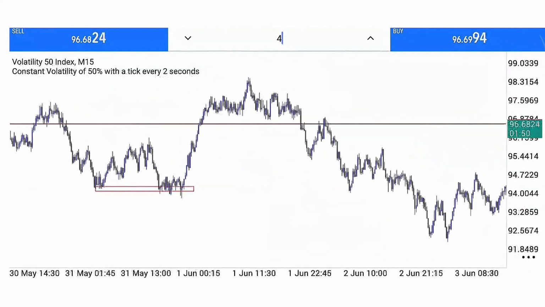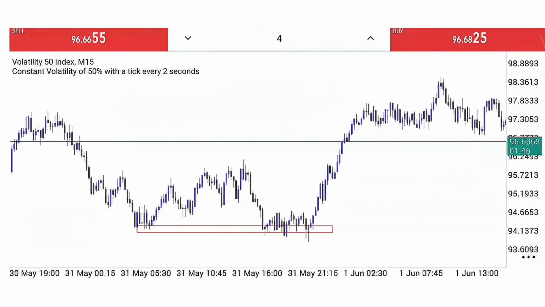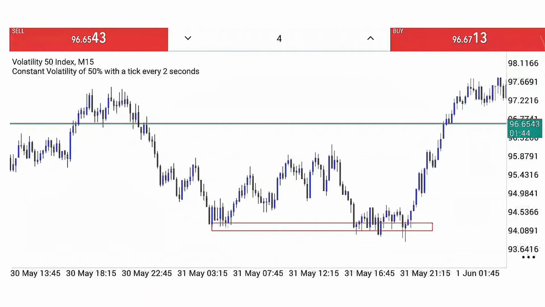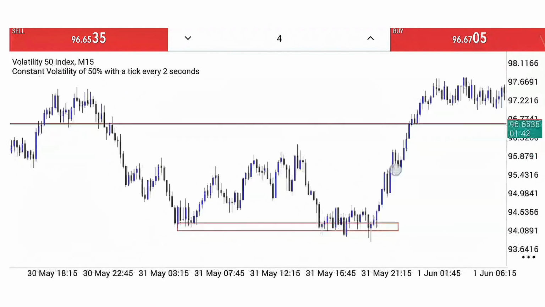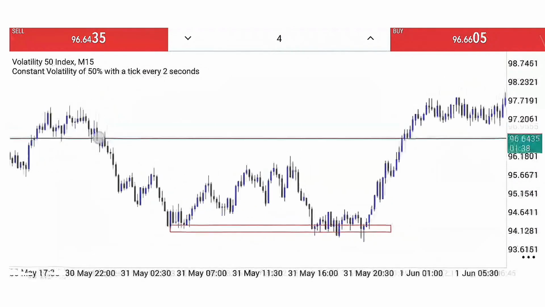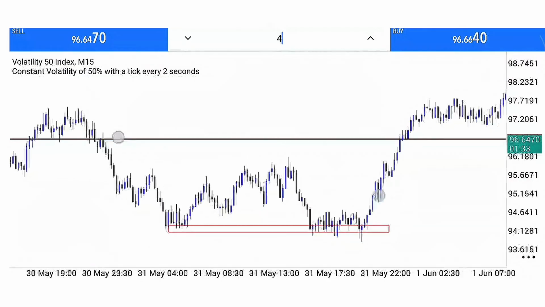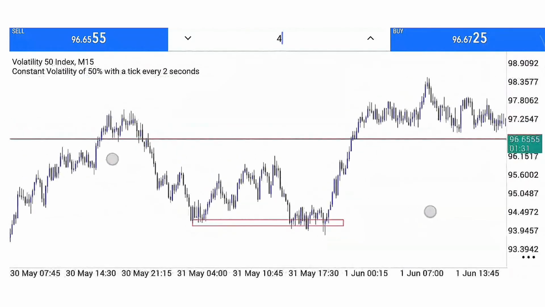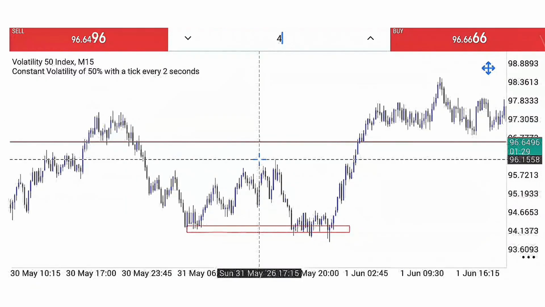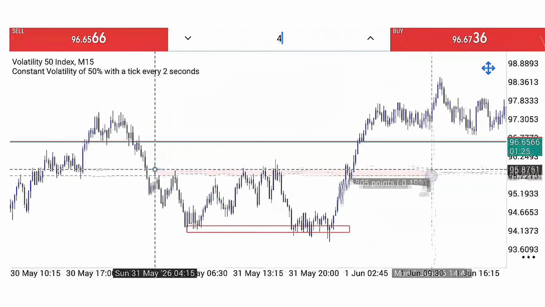I already marked out some of this strategy. We call this the institutional double bottom. This strategy is very powerful in the market. The way it works is that it works with a break of structure. So the first thing you have to see is the market break a structure here.